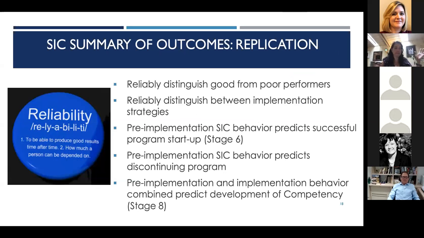So across all of these different implementations, we just keep replicating the same outcomes. That's what folks are interested in. And so what we've found is that the SIG can reliably distinguish good from poor performers between different implementation strategies, and that pre-implementation predicts successful program startup, and that pre-implementation also predicts discontinuing programs. The combination of pre-implementation and implementation then, of course, predict the development of competency. So none of these outcomes are rocket science. None of these are things that we wouldn't necessarily guess or hypothesize based off of what we know in terms of how, I guess, few programs actually make it through to sustainment.